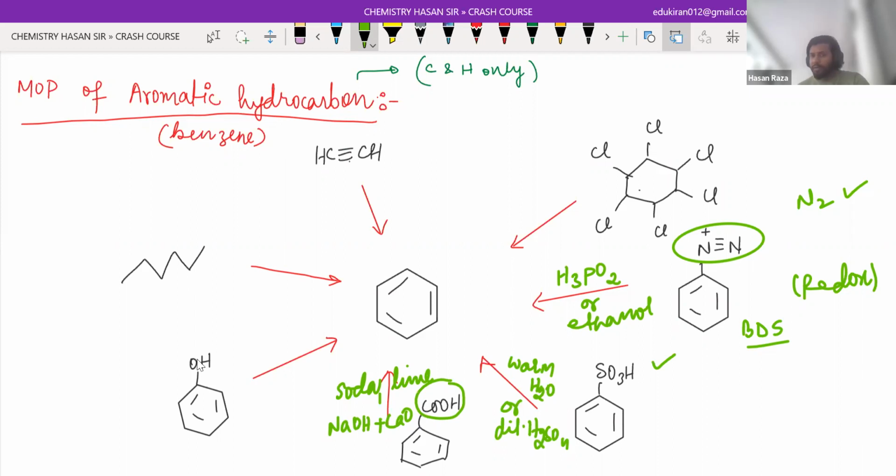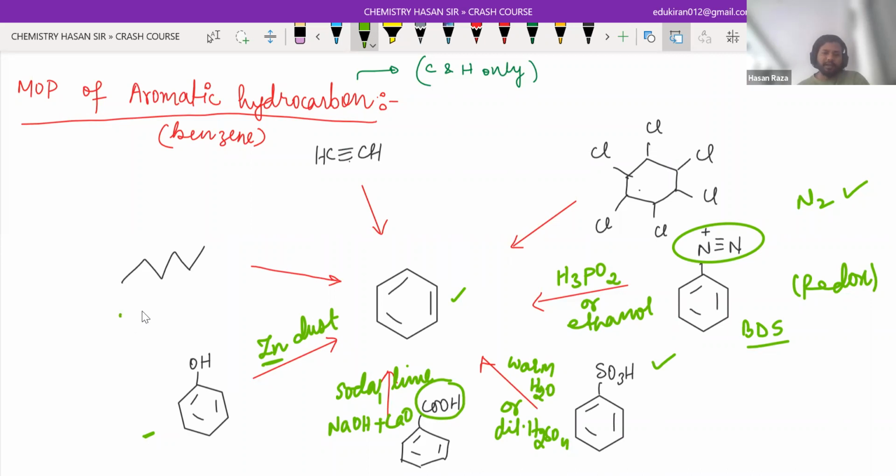The next one is OH. If you have studied alcohol, phenol, this reaction is near to the Reimer-Tiemann reaction, in which you use zinc dust. This zinc will reduce this phenol. That means it will take the oxygen, and you will get this benzene. These four reactions you have already studied in class 12.